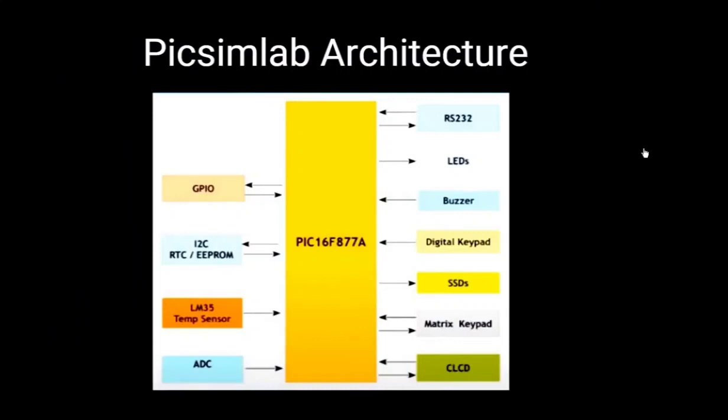So this is the basic architecture of PixSim Lab. The first is the GPIO pins, which are the input and output processing pins, and the I2C converters, and then the temperature sensors, and the A to D converters, which are the analog to digital converters. Then we have RTC modules, which are the real-time clock modules, LED interfaces, buzzers producing sounds, and a digital keypad for toggling the various actions and commands. Then we have the matrix keypad, and the clock is in the LCD. So these are connected directly to the PIC microcontroller.